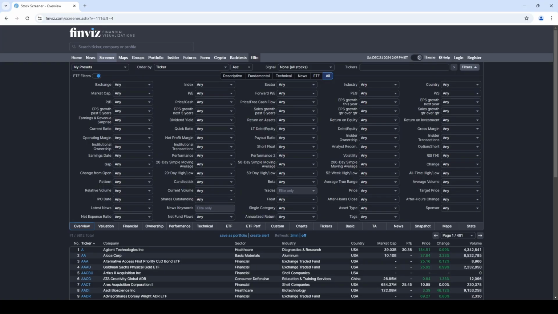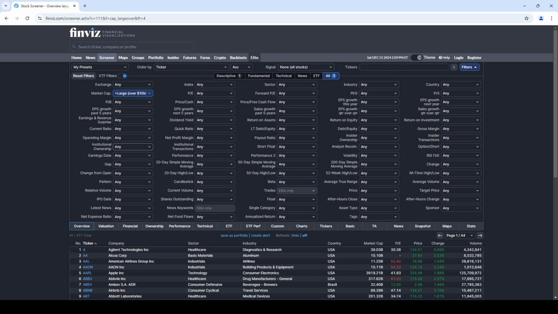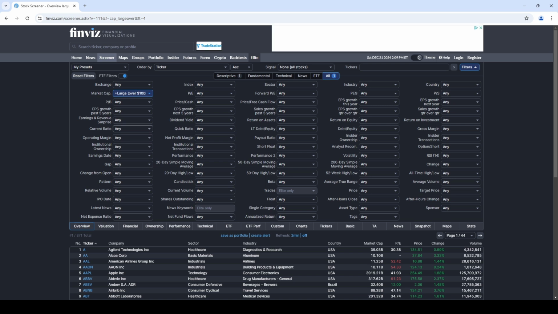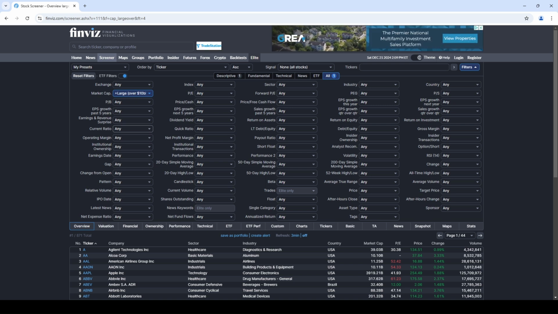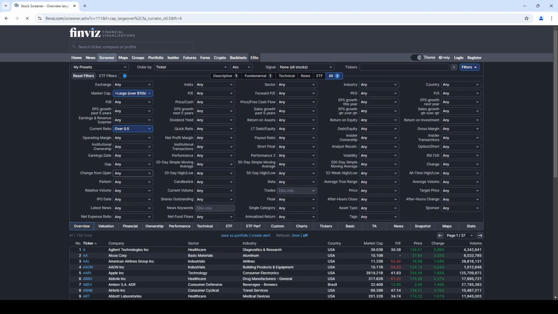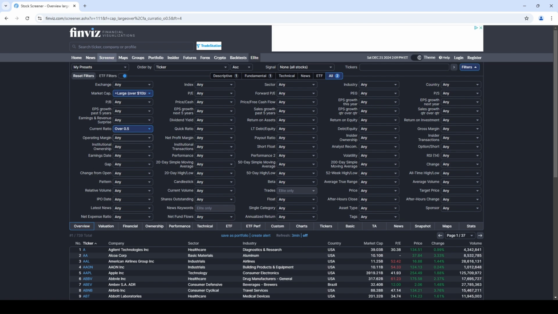Looking for profitable large-cap stocks with strong fundamentals? Here's how to set up your Finviz screener. Market cap. Select large for companies valued over $10 billion. Current ratio. Set it to over 0.5, ensuring the company can manage short-term obligations.